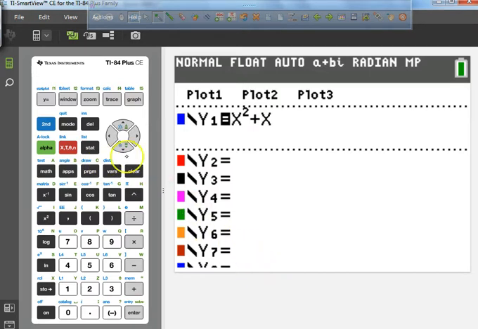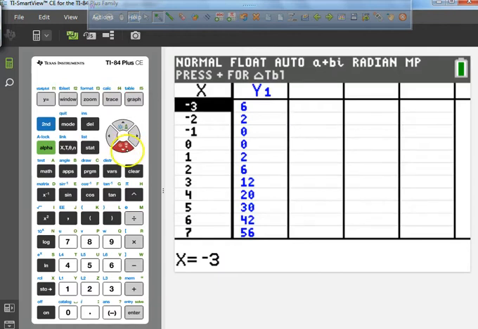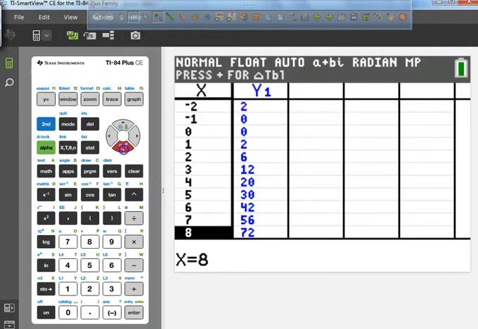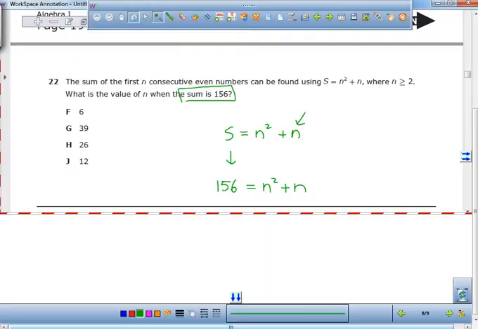And let's check your table. Can you just scroll down? Keep scrolling. What are we searching for in our y's? When it gets to what number? 156. So what did I find that number to be? 12. Here's why. Check it out.